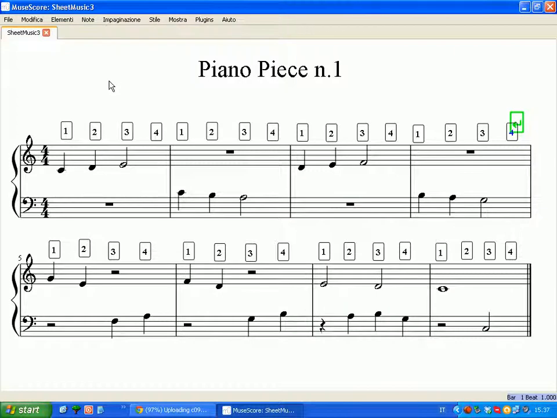Then again the same, ta ta. Then we have 2 half notes. So each note will last 2 beats. So ta ta, and then 1 whole note lasting, of course, 4 beats. So ta. So this, of course, is what we are looking at now, the right hand stuff.